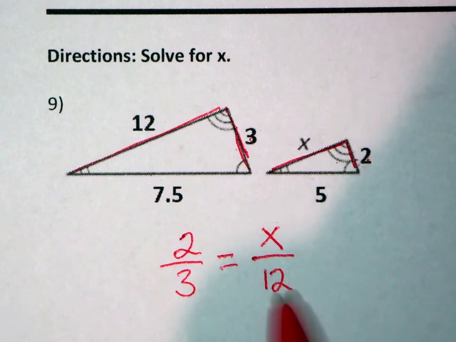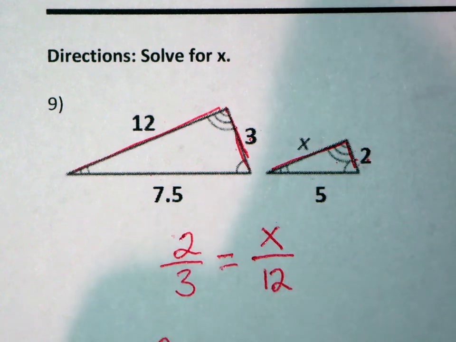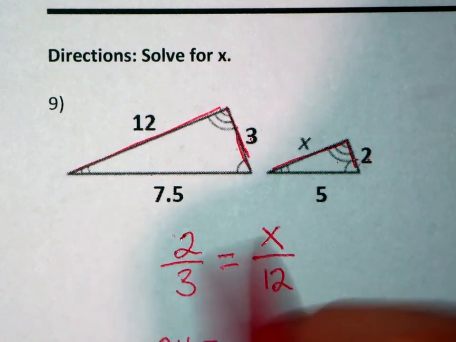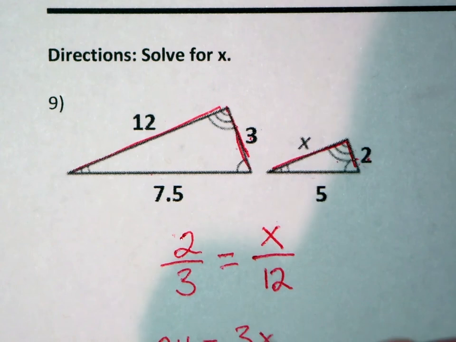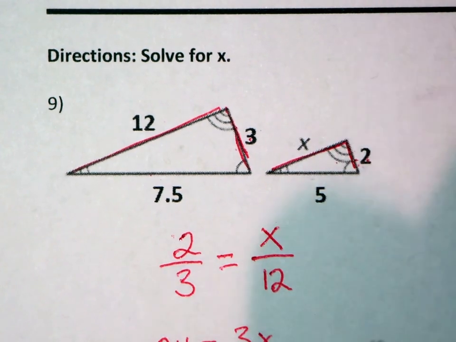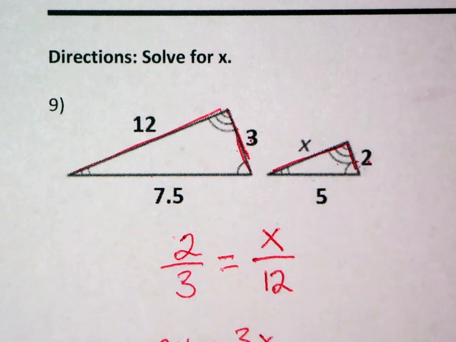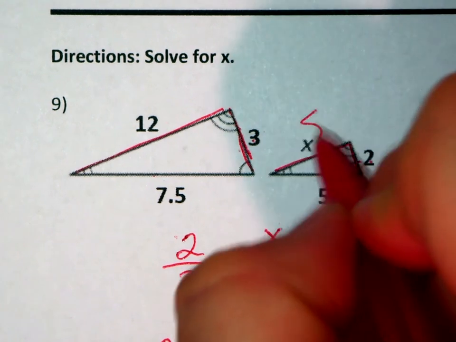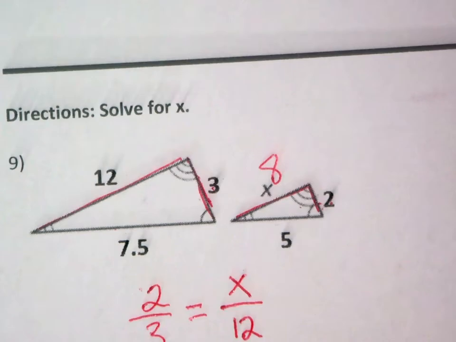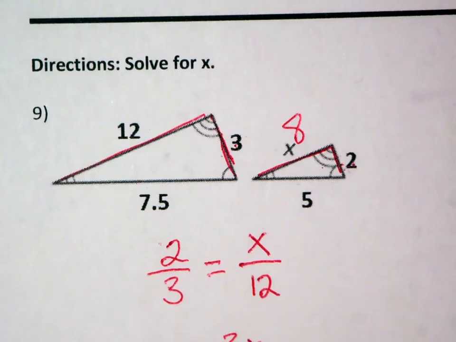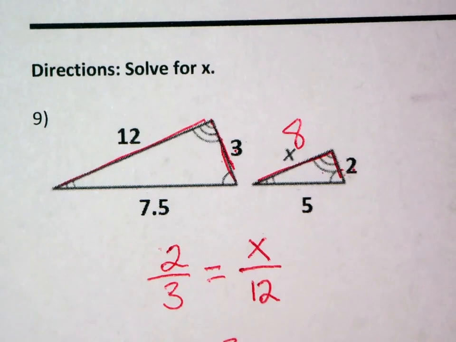And now I simply cross multiply. 12 times 2 is 24 equals 3 times x, 3x. Divide both sides by 3, and we find that x equals 8. My missing value right there is that side of 8. You can perform that same process on each of the following figures to identify the missing value.